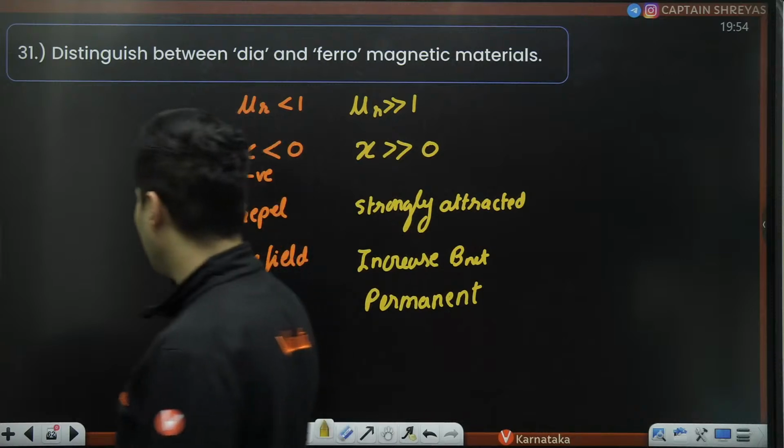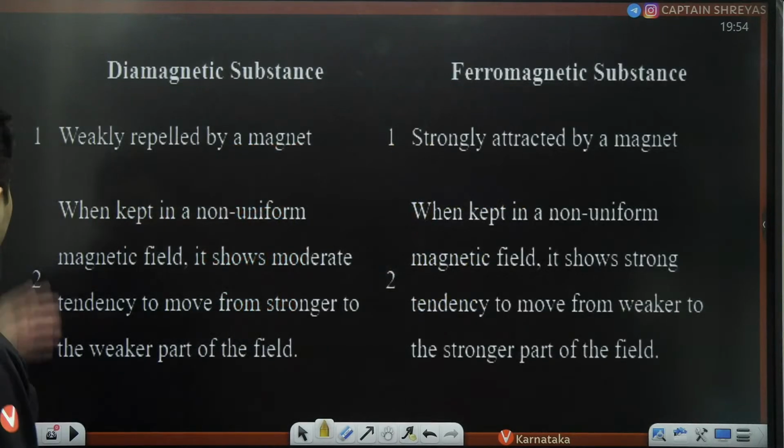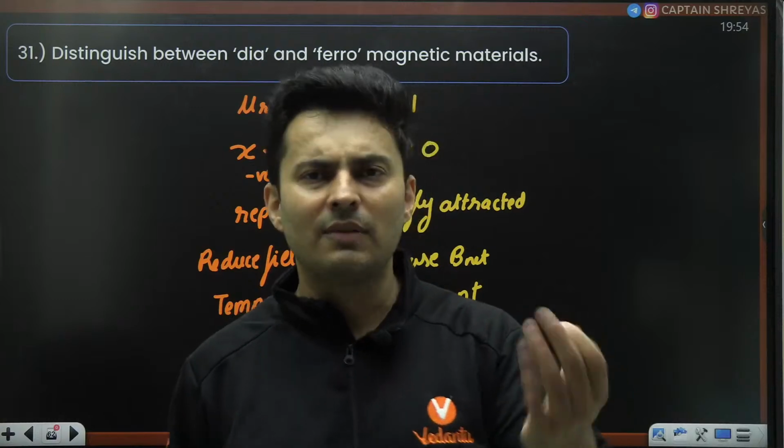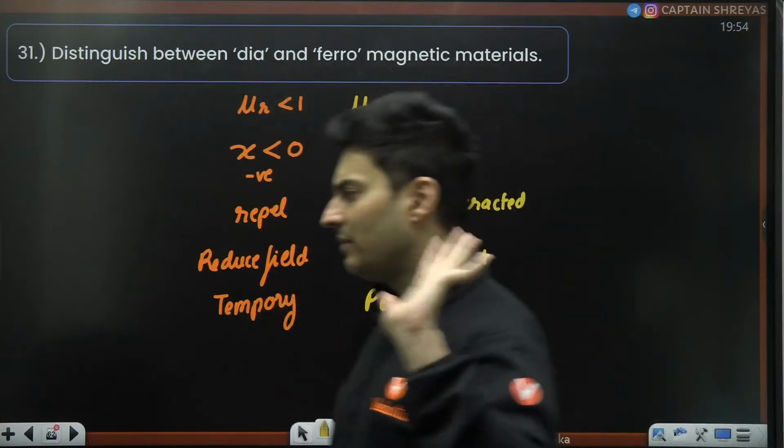Diamagnetic materials are temporary in nature. So all these things are again mentioned. I had mentioned many more points, so you can mention 2-3 points so that you will get those full marks. Better to mention one extra point to be on the safer side.